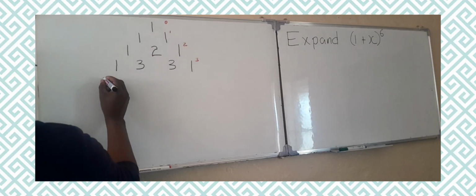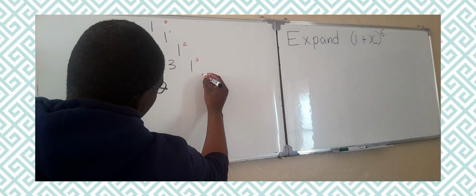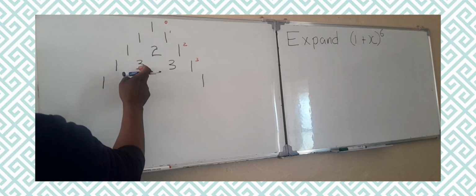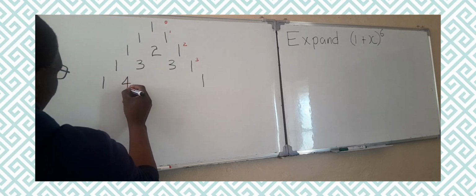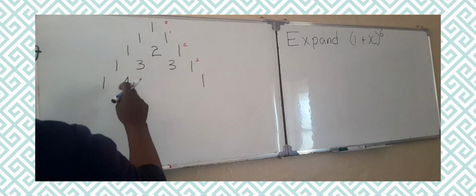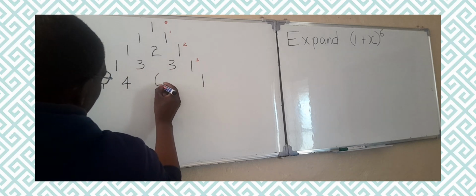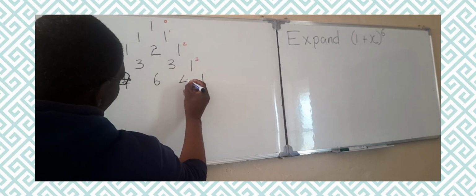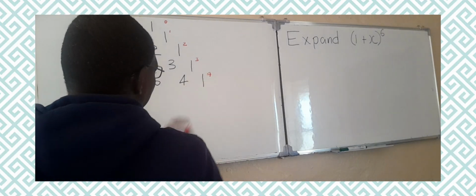Okay, what about line 4? First thing, we put a 1 to the left of this one, and another 1 to the right of this one. What happens in between here? We take this 3 and this 1 added together, we get a 4. And of course, put it somewhere in between them. We then take this 3 and this 3, add them together, we get a 6. We take this 3 and this 1, we add them together, we get a 4. Line 4 is complete. So let's put our little label there, line 4.